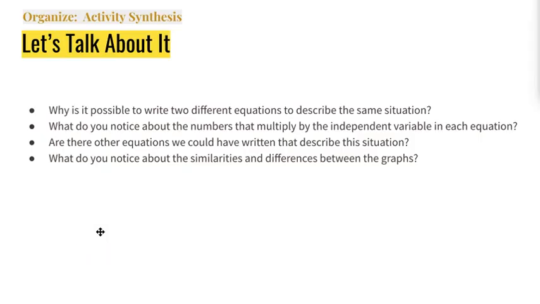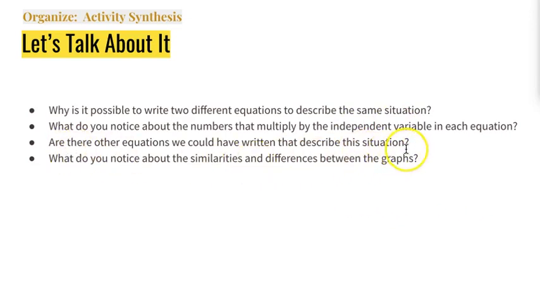So why was it possible to write 2 equations for the same situation? Well, it was because we were looking at one compared to the other. So when we thought about the one as our independent variable, the other one became the dependent and vice versa. What did you notice about the numbers that you multiply by the independent variable in each equation? Yeah. So the independent variable stayed whatever it was in the situation. You ended up changing the other part based on taking that independent variable times whatever the coefficient was in that situation.